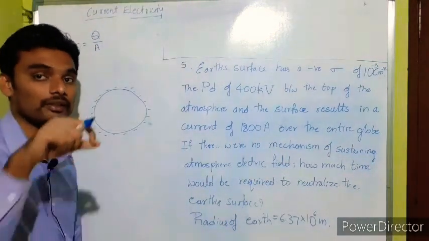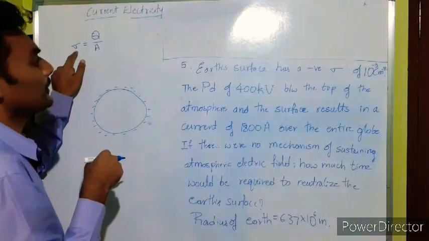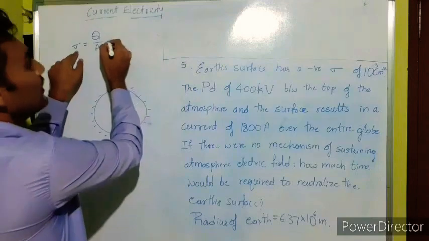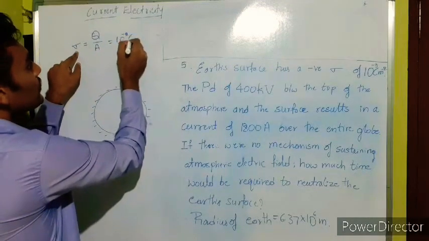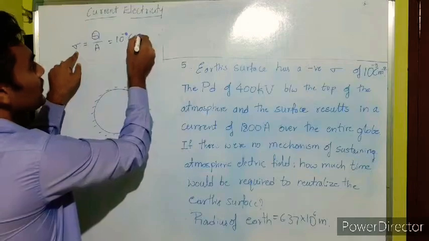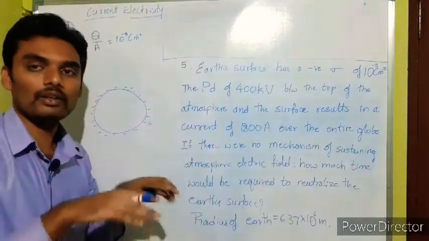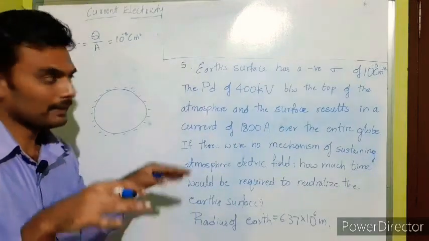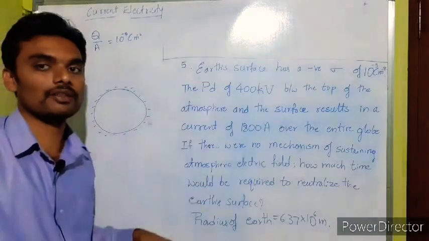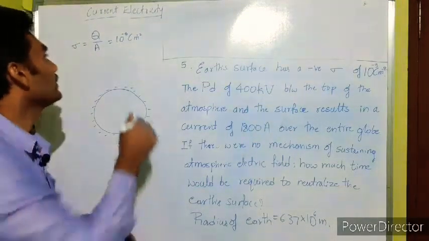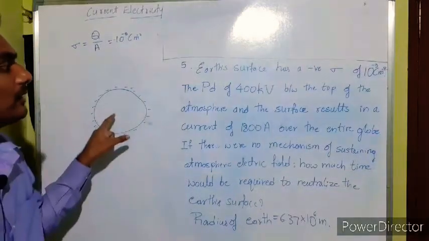In the first chapter we have discussed this sigma. The sigma value is given as 10 to the power of minus 9 coulomb per meter squared, which means if you take 1 meter square of area on the Earth's surface, then that will have 10 to the power of minus 9 coulomb of charge in it. It is negative charge, so I can put a negative sign. So this is the surface charge density.